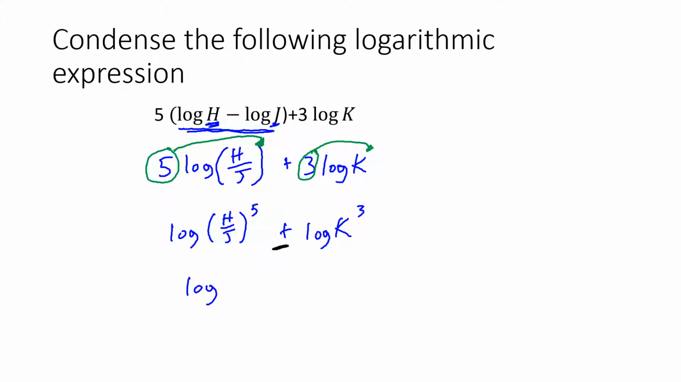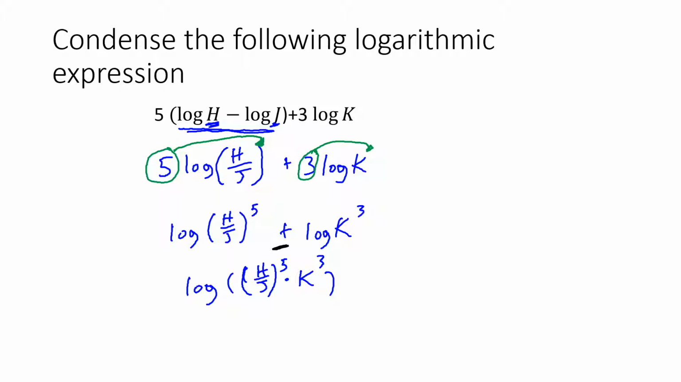And because we're adding here, we're going to end up using our product rule for logarithms. So we're going to say the log of h over j to the 5th is now going to be multiplied with k to the 3rd. And because we can't really do anything with this, we're just going to leave it exactly as it is. So this is our final answer.